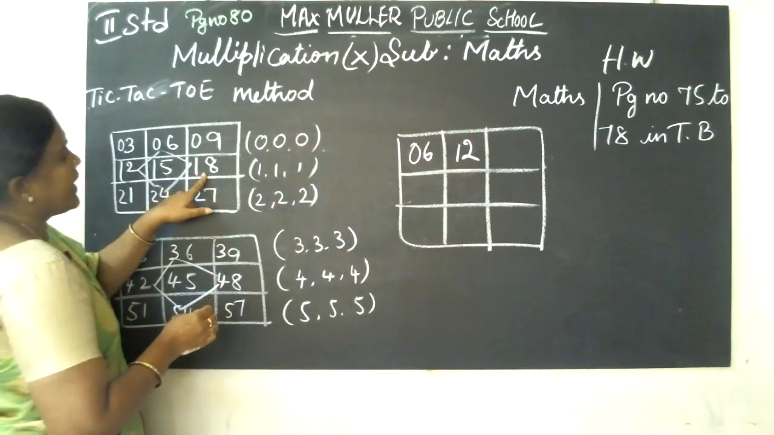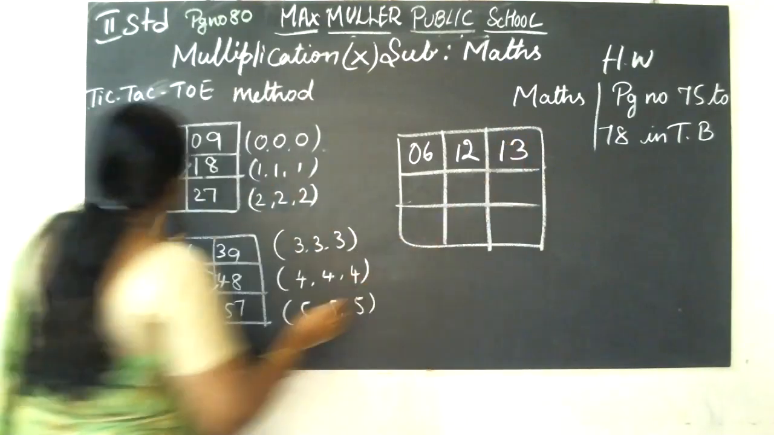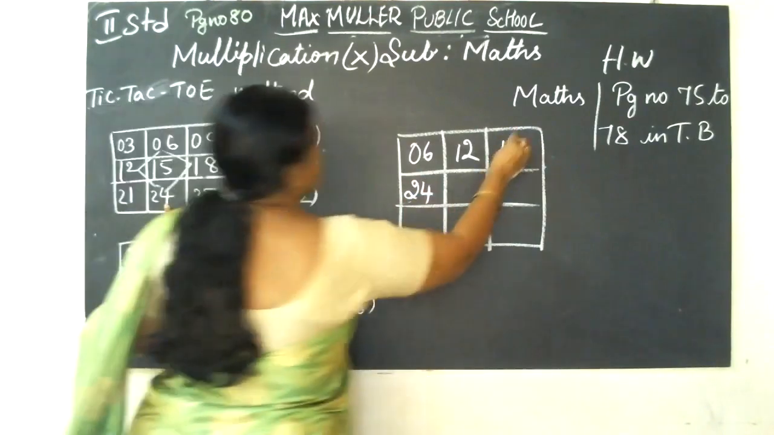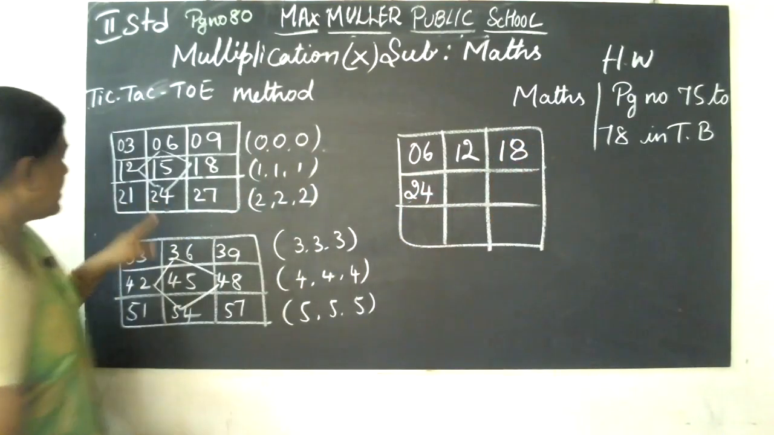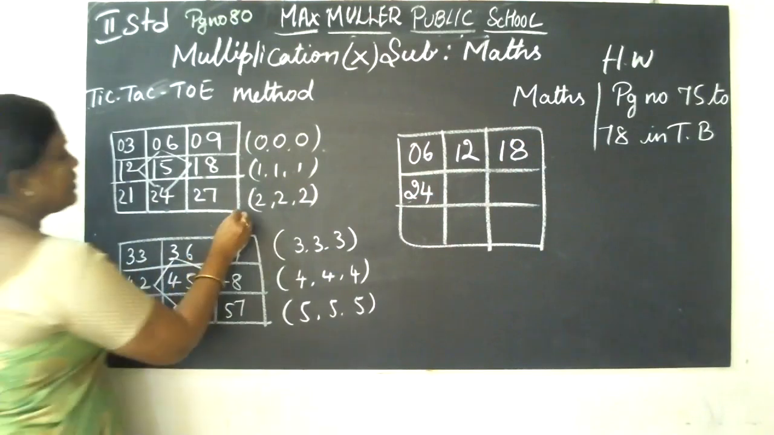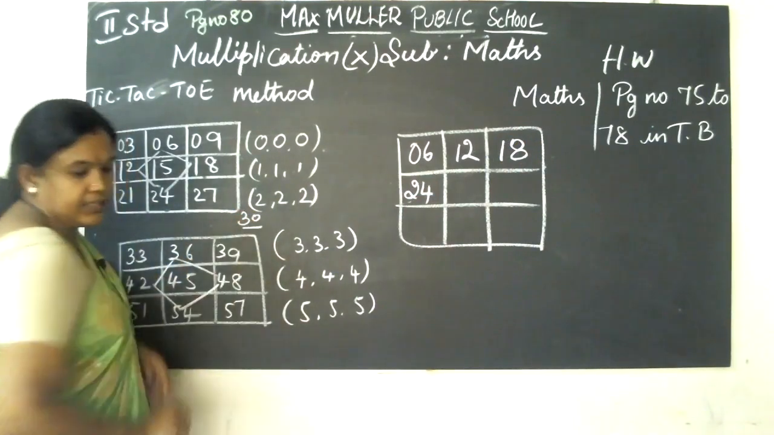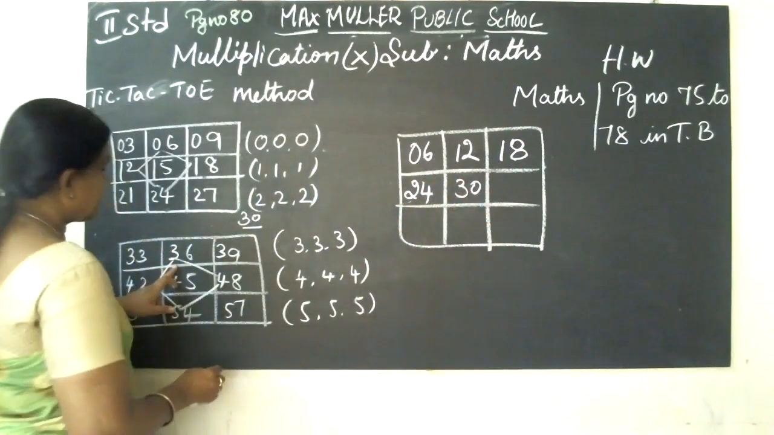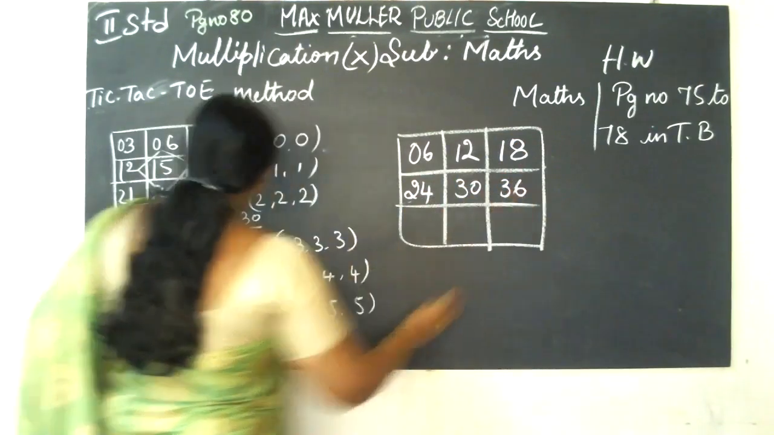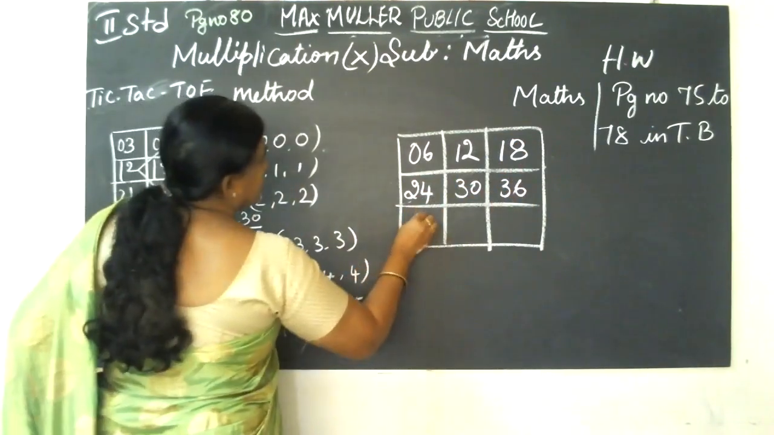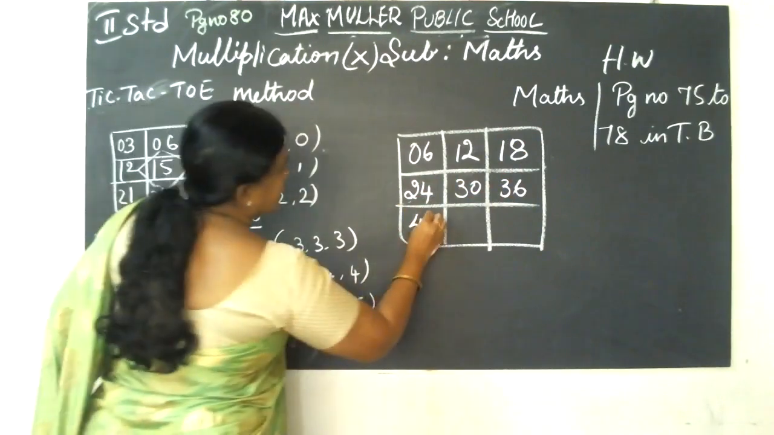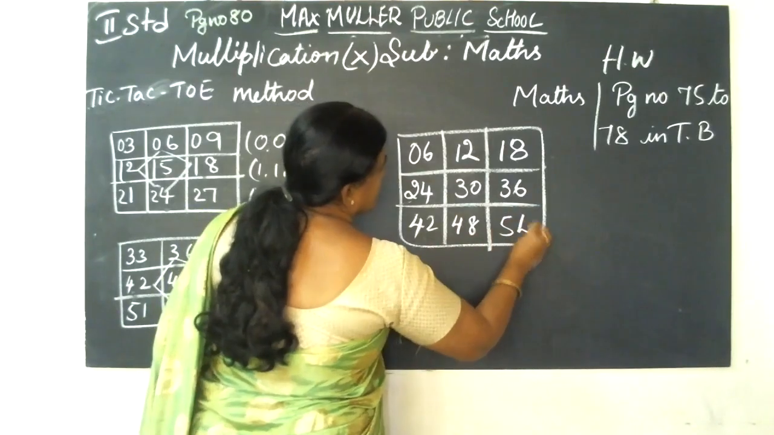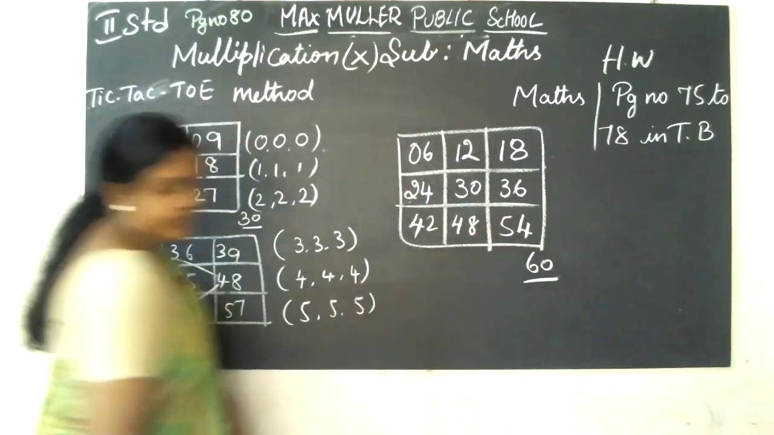6 threes are 18. 6 fours are 24. Sorry, this is 18, children. Here 6 fives are, here you want to write 30. 6 fives are 30. 6 sixes are 36. 6 sevens are 42. 6 eights are 48. 6 nines are 54. 6 tens are 60.